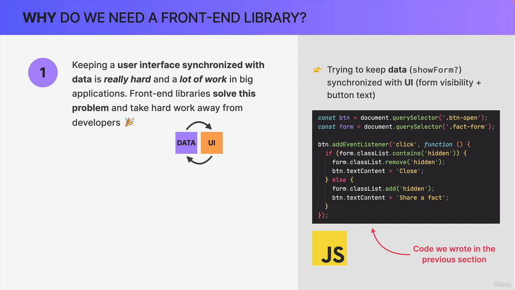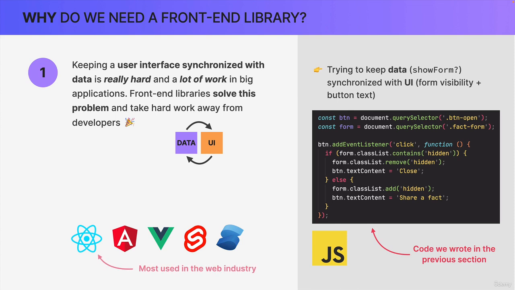And so that's the big reason why we need the help of a library in order to write complex front-end applications. Because front-end libraries like React solve this very difficult problem simply by taking all this hard work away from us, the developers. And React is of course only one of many front-end libraries that are available to developers. There's also Angular, Vue, Svelte, Solid, and many others. But React is actually the most popular and the most used one in the web industry. And so that is why I chose it for this course.